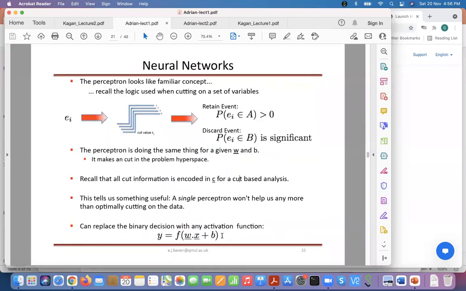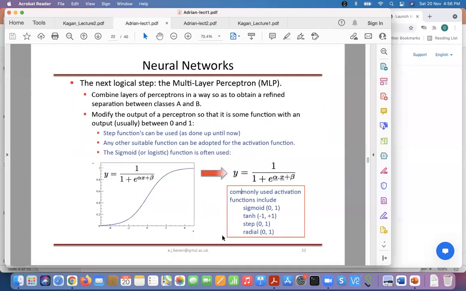And this beta is like, in Fisher also, you have some kind of offset or bias that is added. So how we express that is with the so-called multi-layer perceptron method. You combine several layers of perceptrons so that you get a refined separation between two classes. Obviously we say this in the binary case.